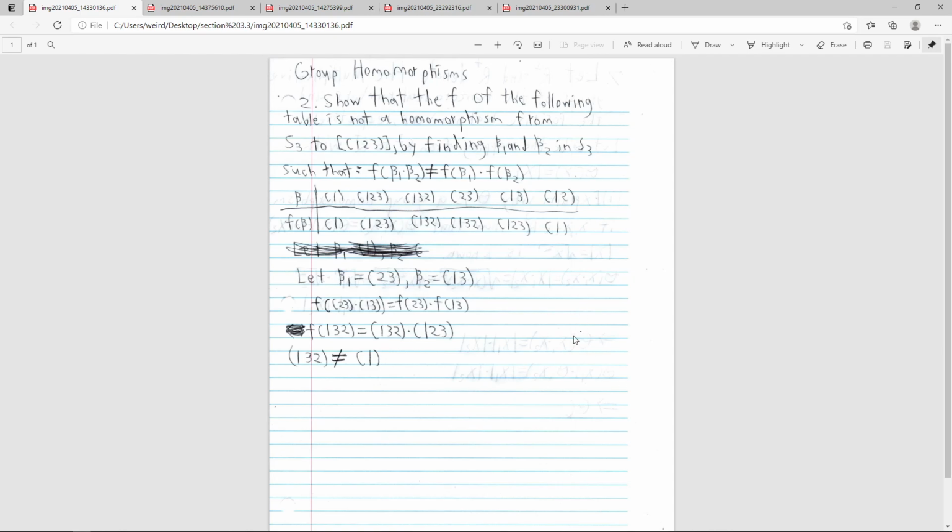Okay. Group... I can't say this word correctly. Group homomorphisms. Homomorphisms.